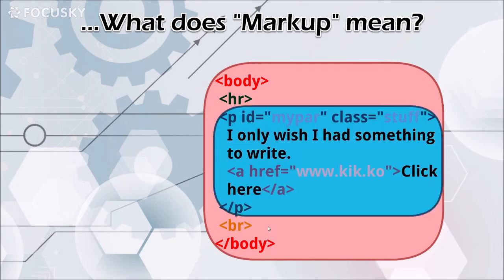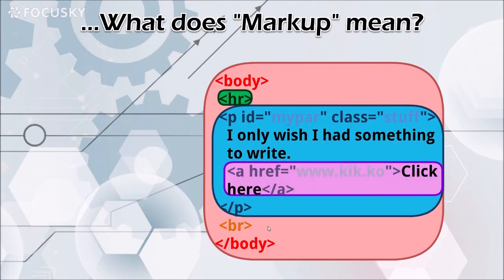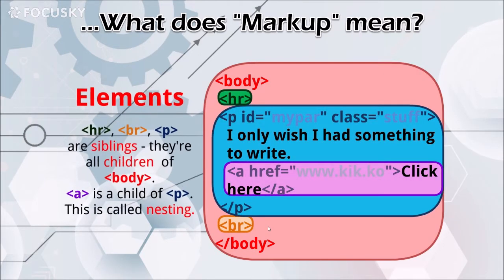Yeah, let's talk about nesting of the elements. HR, BR, and P, they are all siblings because they're children of body, the main or root element. In turn, A is a child of P. This is called nesting. HR, P, and BR, they are all children of body. They are nested inside body. A is nested inside P.